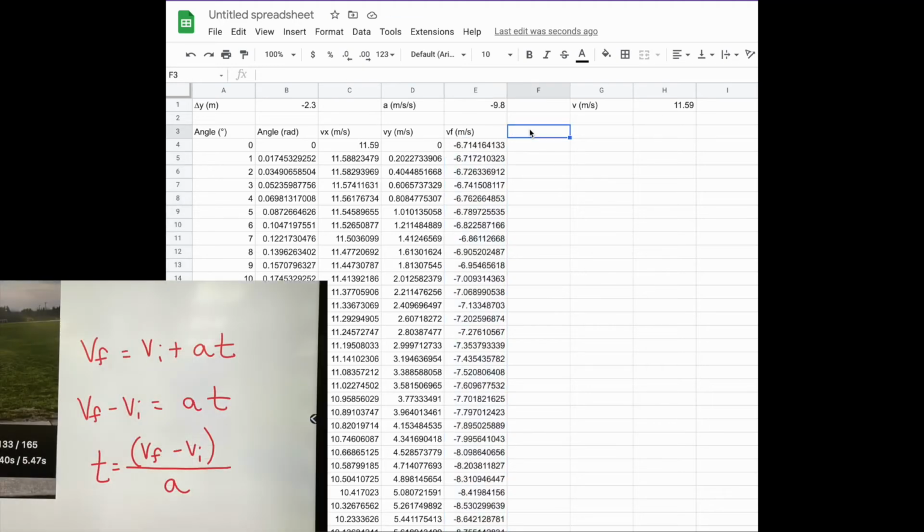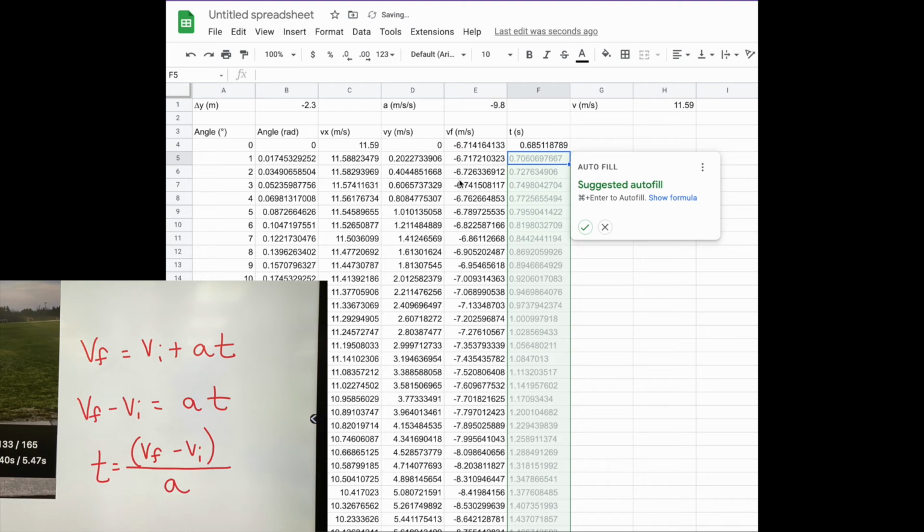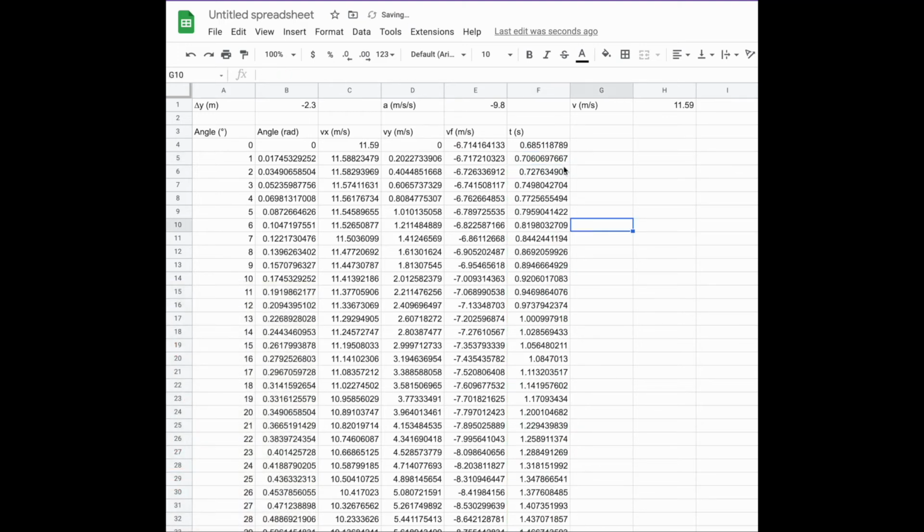The next step is to figure out the time it's in the air. And for this, we're going to use the formula. We're going to take our final velocity, minus our initial velocity, and then we're going to put those in parentheses, and we're going to divide by our acceleration. Again, our acceleration is a constant, so we want to use dollar signs. So it would be $E$1. We're going to fill it down, and we've got the time in the air for all of our different projectile throws.